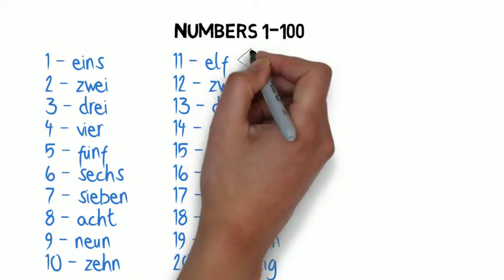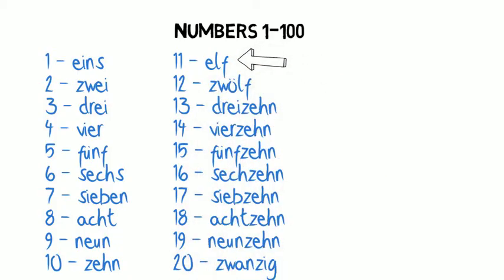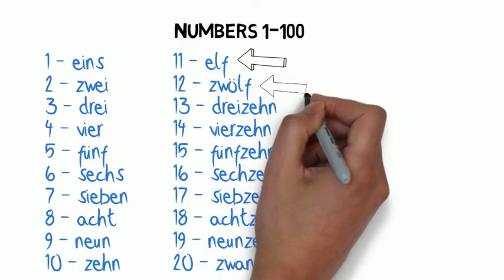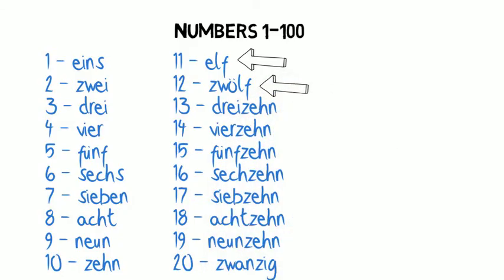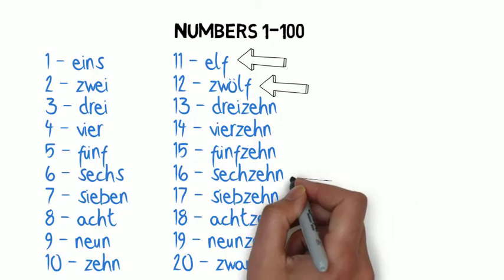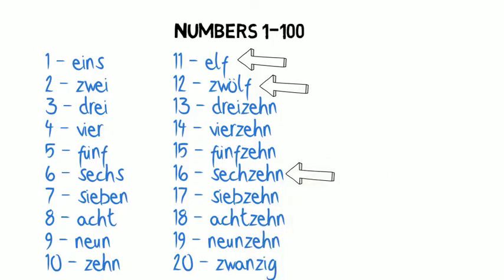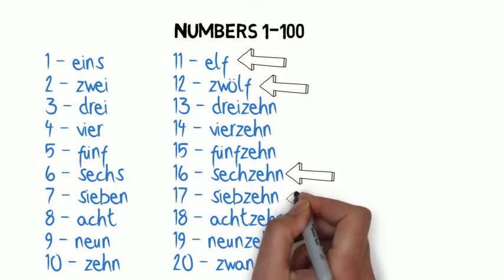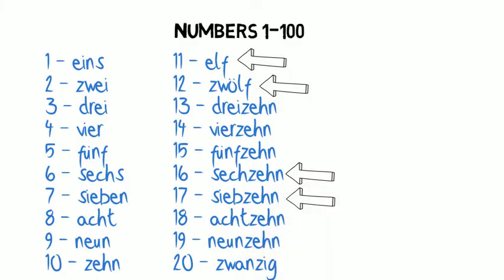After 11 and 12, you really just start adding the word 10 to the end of the ones digit. 13, 14, 15, etc. However, there are a couple spelling exceptions. 16 loses the S that was on the end of sechs, and 17 is missing the EN that was on sieben. 18 and 19 follow the pattern of just adding 10 to the end of the ones digit, but 20 doesn't at all.